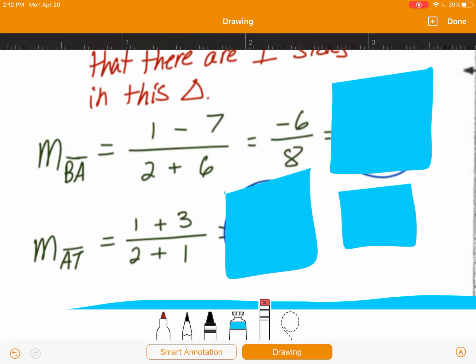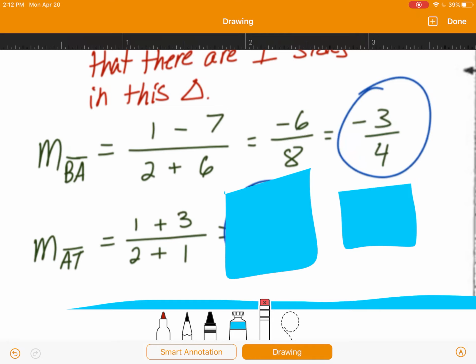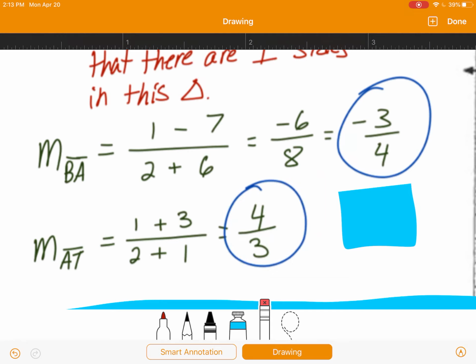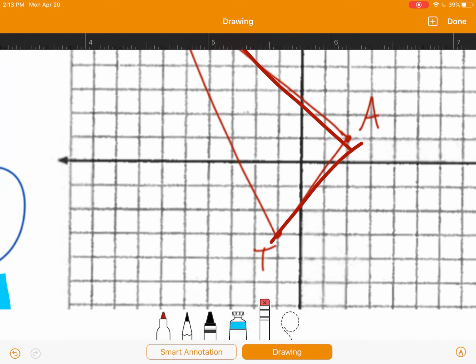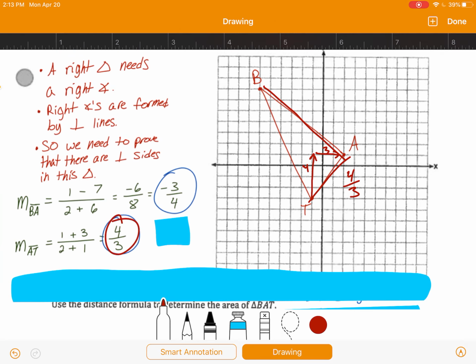So for BA, this became -6/8, and that reduces down to -3/4. And then the other one, we're going to have 4/3. As long as you have those answers, it doesn't matter how you got to them. Okay? You could have also looked at your graph and said, okay, the slope for AT, I know slope is rise over run. I can go up 4 and over 3, so that's 4/3. Okay, you can do that as well.